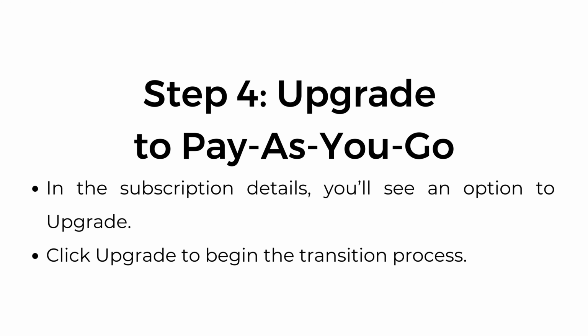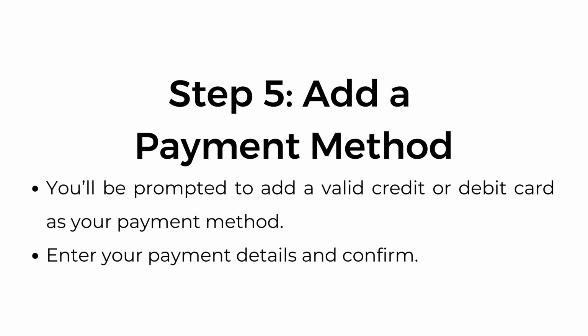Step 4. Upgrade to pay-as-you-go. In the subscription details, you'll see an option to upgrade. Click Upgrade to begin the transition process. Step 5. Add a payment method. You'll be prompted to add a valid credit or debit card as your payment method. Enter your payment details and confirm.